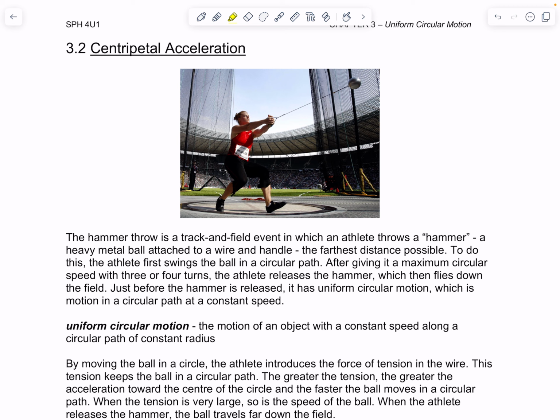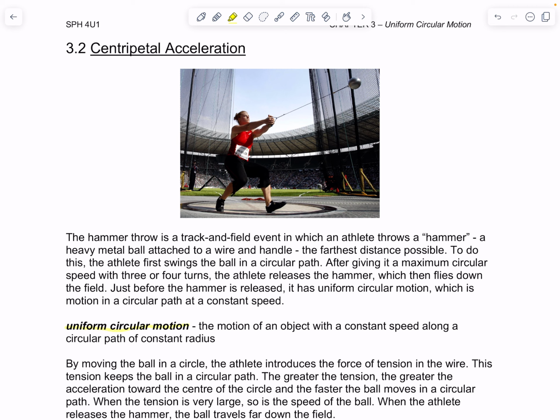down the field. Just before the hammer is released, it has uniform circular motion, which is motion in a circular path at a constant speed. Uniform circular motion is the motion of an object with constant speed around a circular path of constant radius.